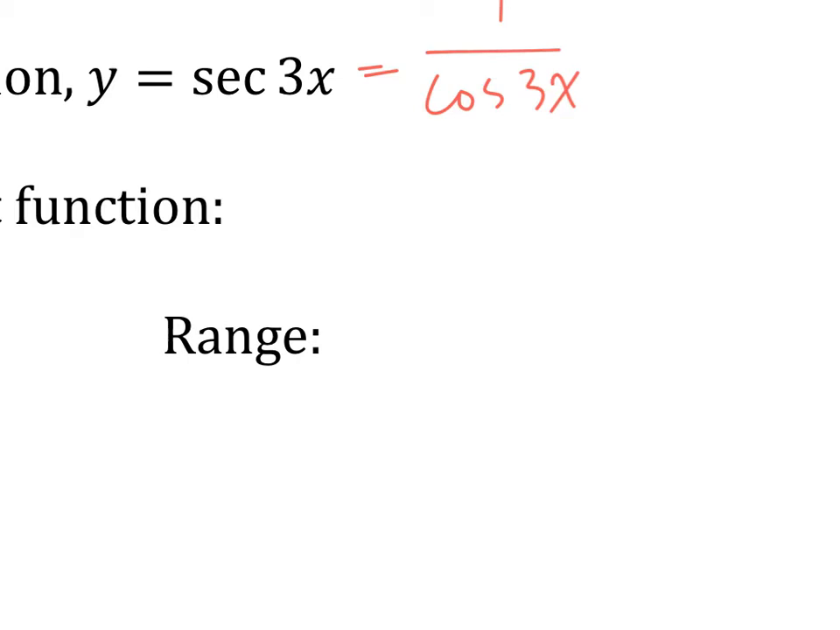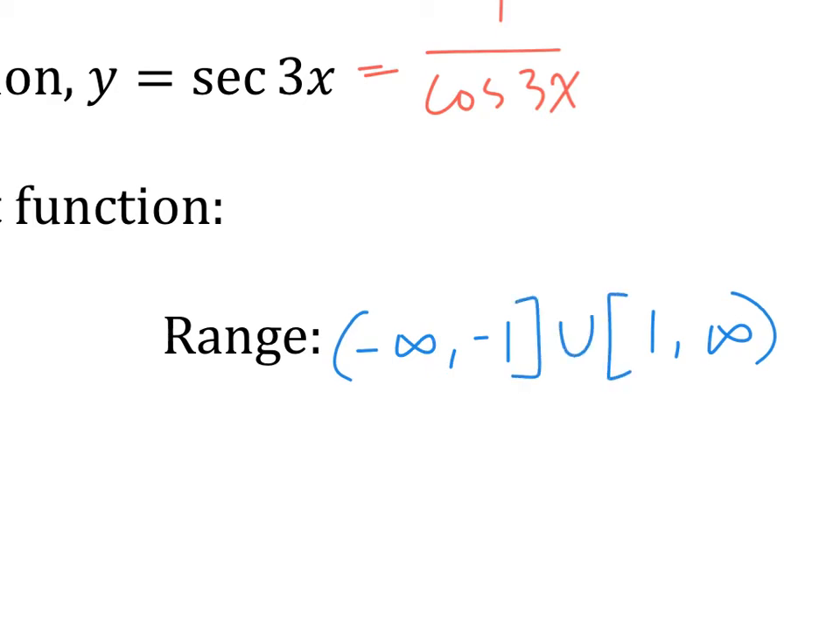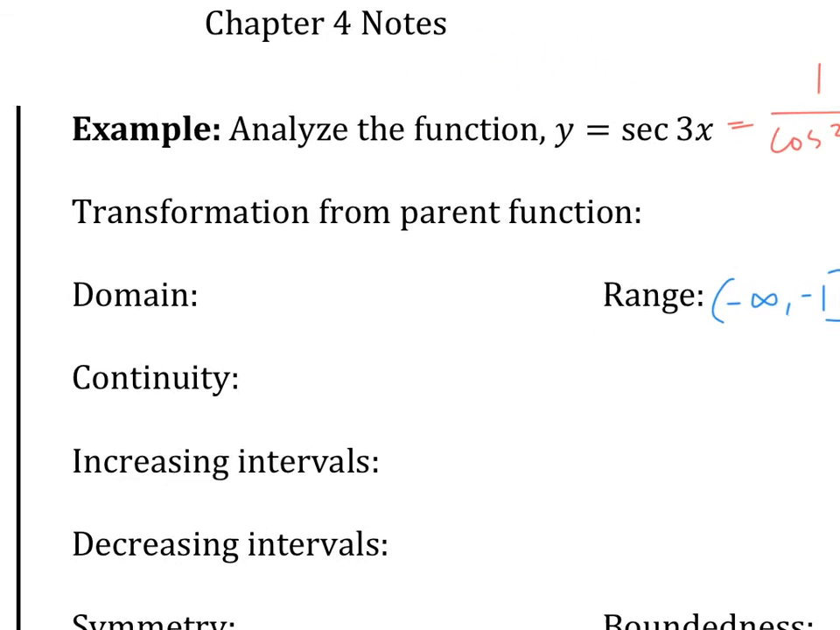Someone raise your hand. I think the combination of all the answers is correct. 1, 2, 3. Is it negative infinity to negative 1, and then 1 to infinity? Okay, good. Bracket or parentheses? Yes, bracket. We do have a solid dot on that point, so yes, bracket. We must do the domain.